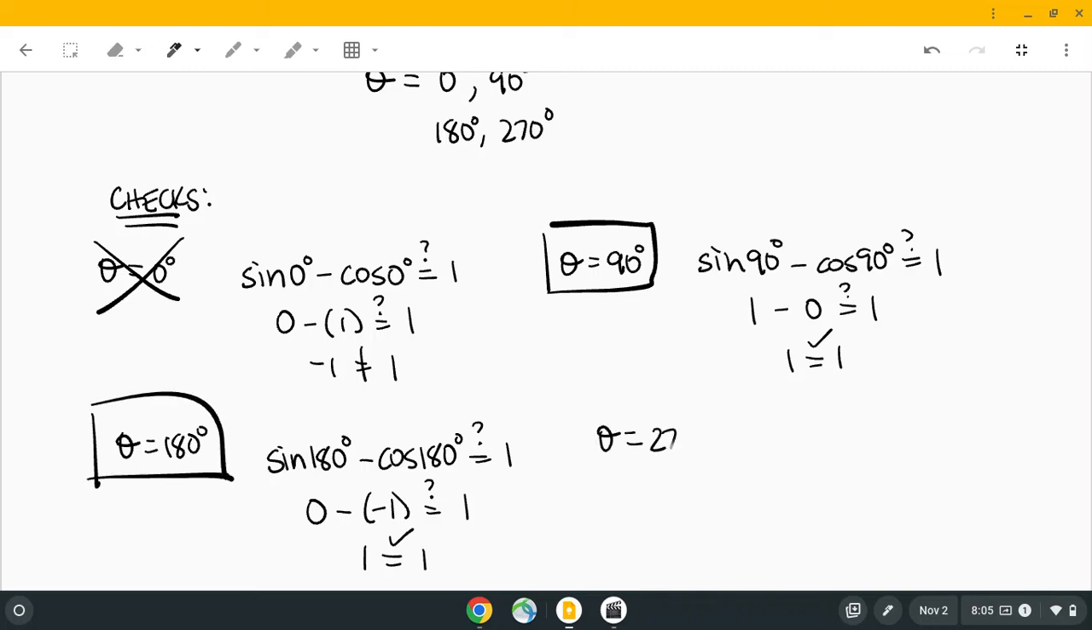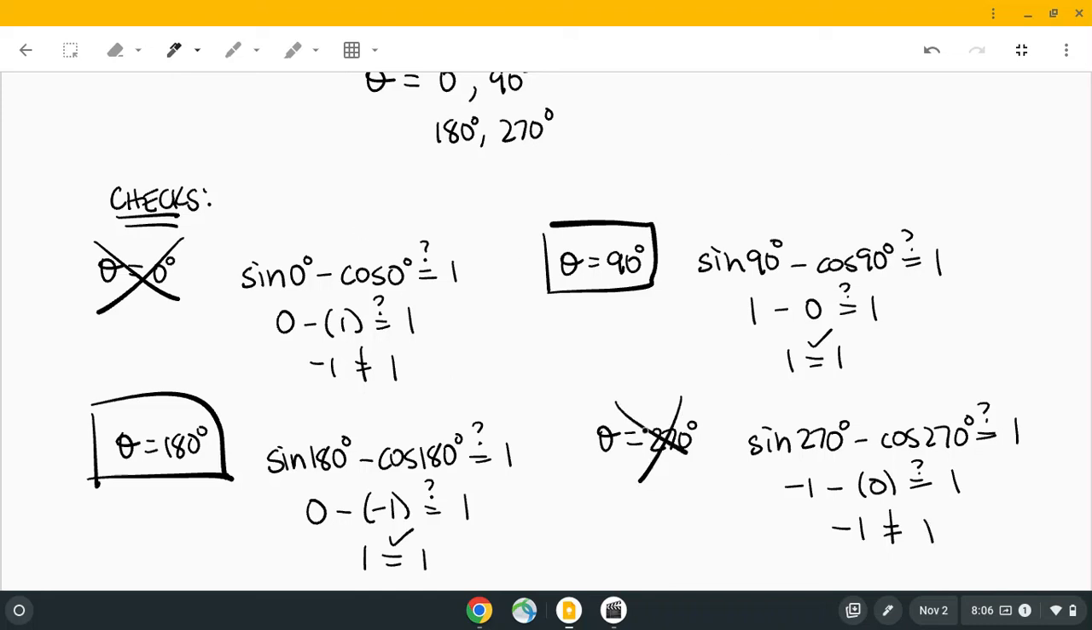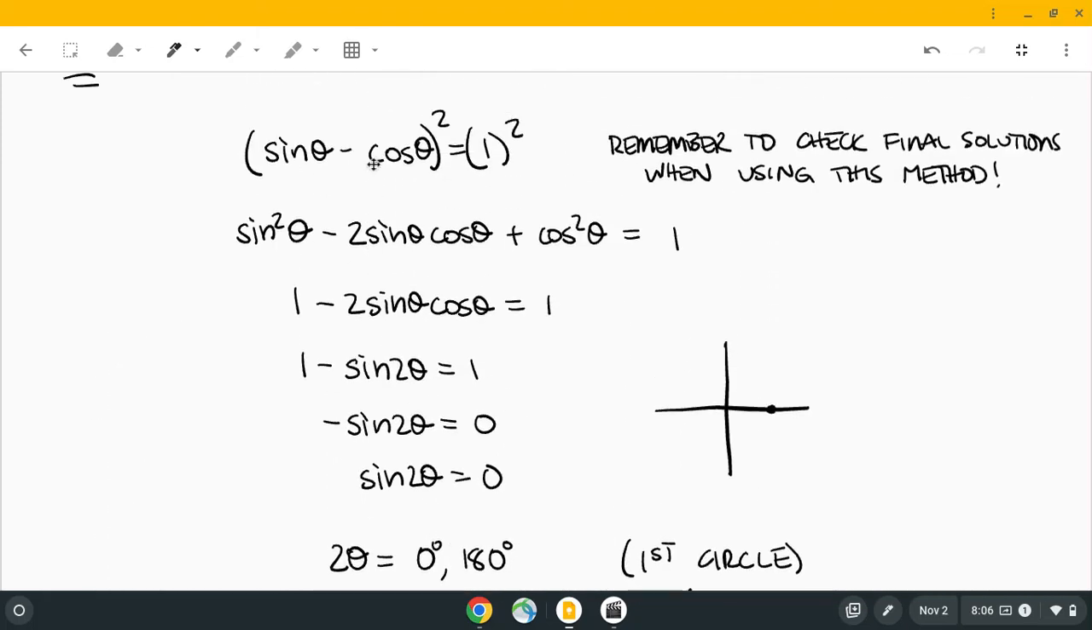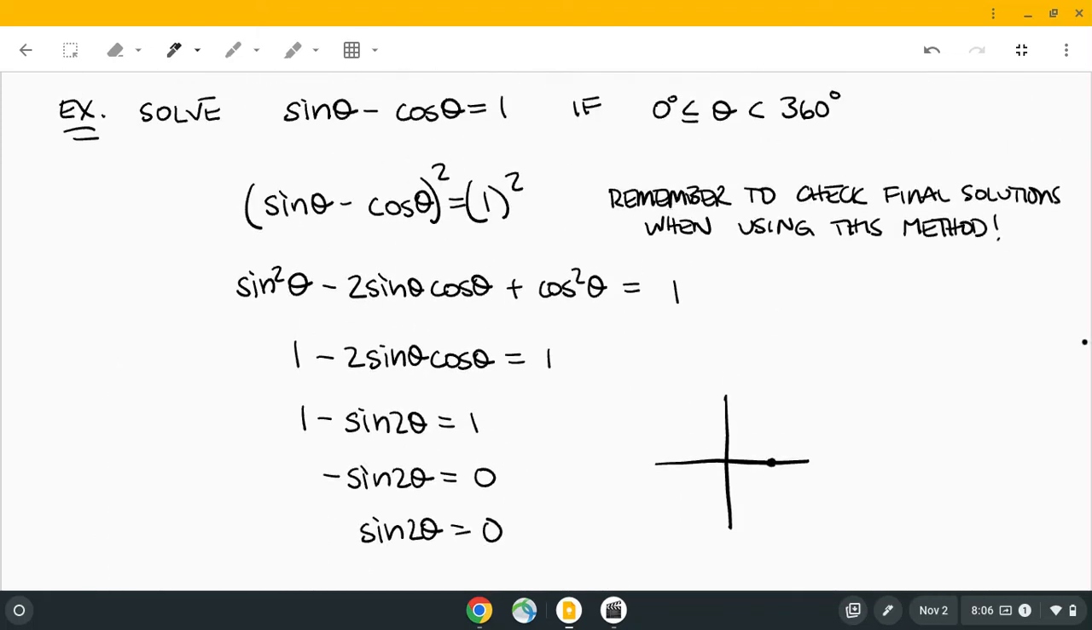And let's check the last one, 270 degrees. So sine of 270 degrees minus cosine of 270 degrees. Does this equal 1? Sine of 270 is negative 1. Cosine of 270 is 0. So does this equal 1? No, it does not. So this one is eliminated. Okay, so this is why you need to do your checks if you're using the squaring both sides method.